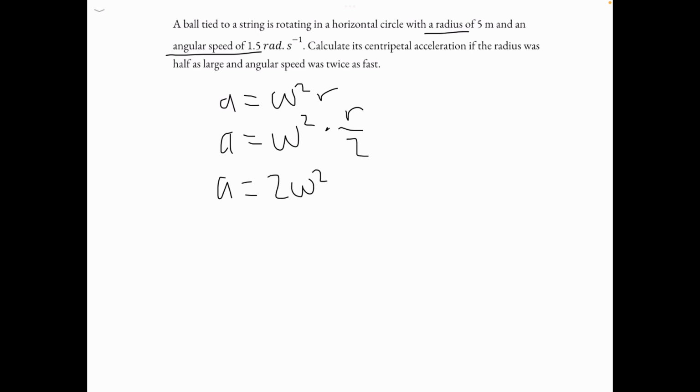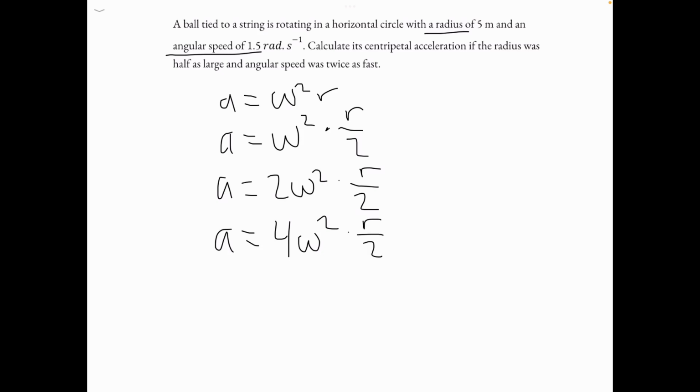So here we have the radius and the angular speed, so we will use the formula A is equal to omega squared times r. Now, if this radius was half as large, we would have A is equal to omega squared times r over 2. And if the angular speed was twice as fast, we have A is equal to (2 omega) squared times r over 2, which gives us A is equal to 4 omega squared times r over 2.